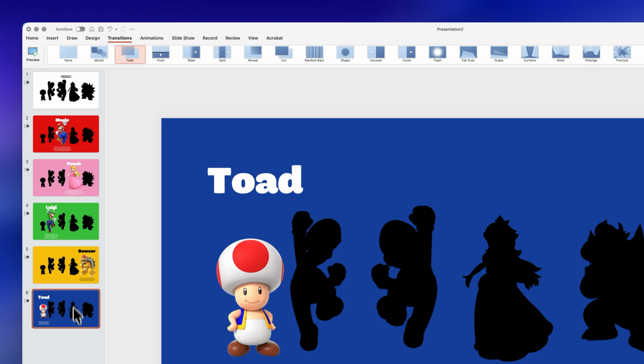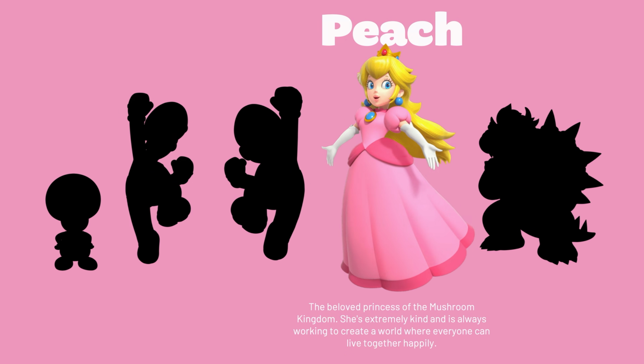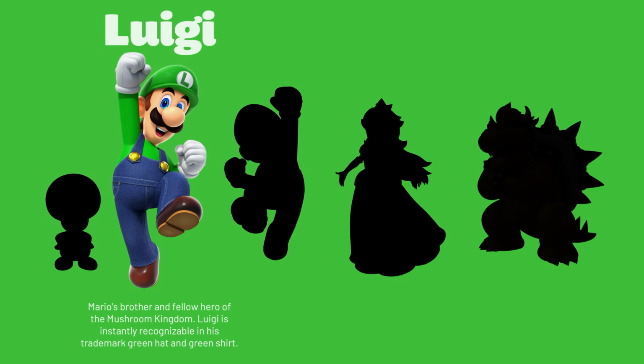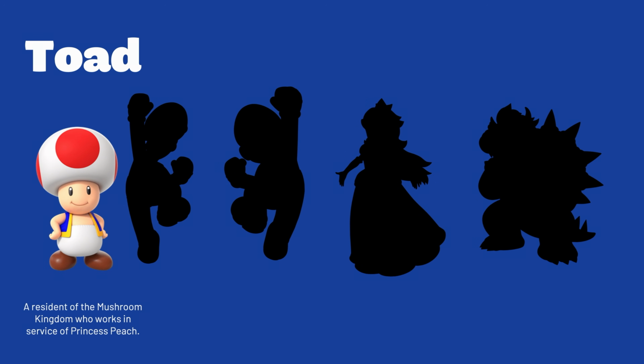So holding Shift on your keyboard, again select all the slides and click on Morph. And now the effect will look a lot more cinematic than the other one. And that's why Morph is one of my favorite transitions to use, because it can elevate your slides fast.